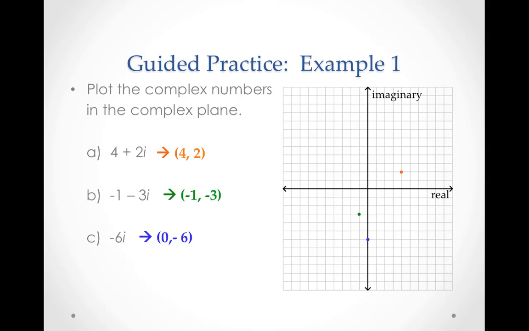Alright, so here's where you should have plotted your points. A would have been at 4, 2 in the first quadrant. B would have an ordered pair of negative 1, negative 3, which would be down in the third quadrant. And C would have an ordered pair of 0, negative 6, which would be on the negative imaginary axis.